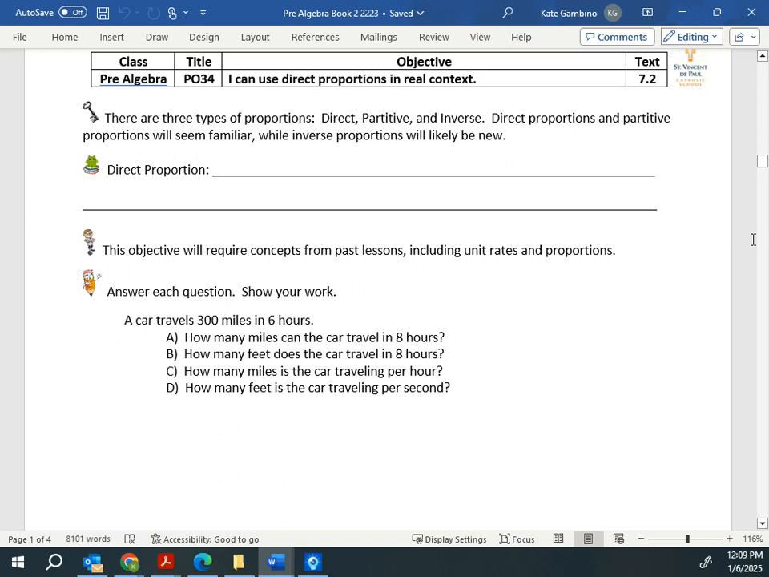Good afternoon. Today we are starting our next unit. We finished up that last unit before Christmas break. Now we're starting our next unit.